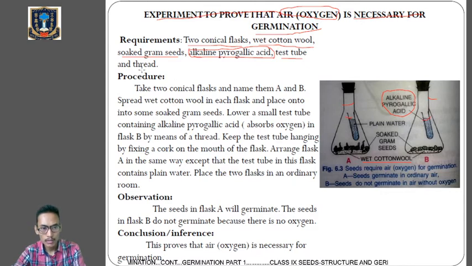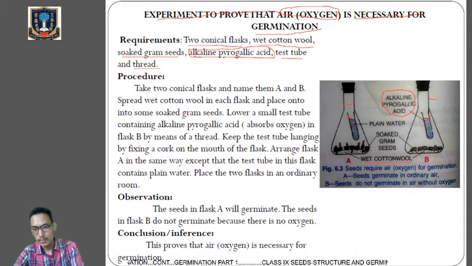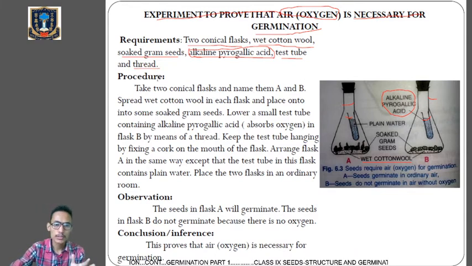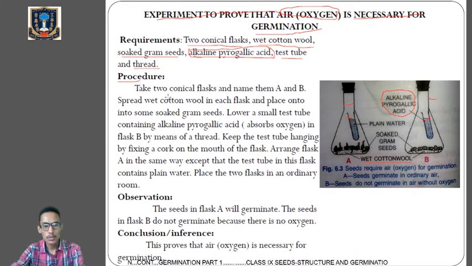Okay, then we require a thread to keep the test tube in position. So let's talk about the procedure or the process. We are taking two conical flasks and giving them the names A and B.